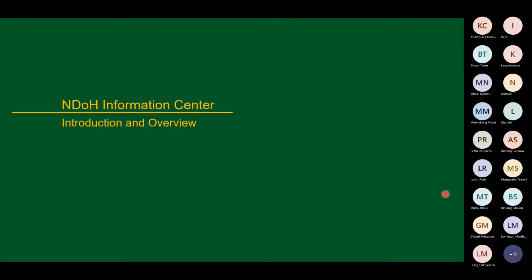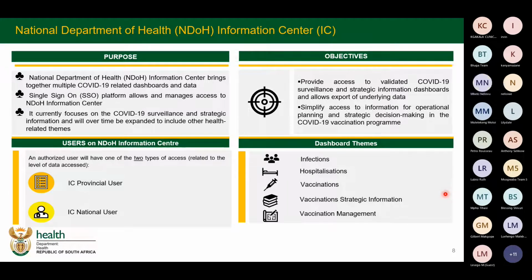Now that we've tried to give a bit of background on where we find the information center, we can now zero in on the information center itself. So what is the purpose of this information center? The information center brings together multiple COVID-19 related dashboards and data. The single sign-on platform allows and manages access to the information center itself. It currently focuses on the COVID-19 surveillance and strategic information and will over time be expanded to include other health-related themes. What are the objectives? The objective is that of providing access to validated COVID-19 surveillance and strategic information dashboards and allow export of underlying data. It simplifies access to information for operational planning and strategic decision-making in the COVID-19 vaccination program.